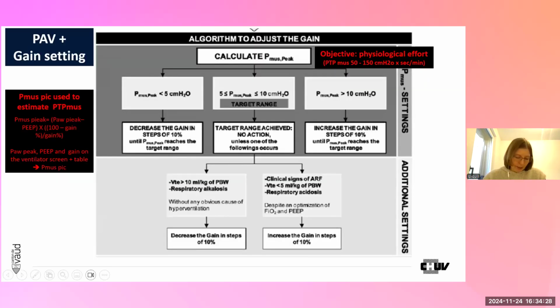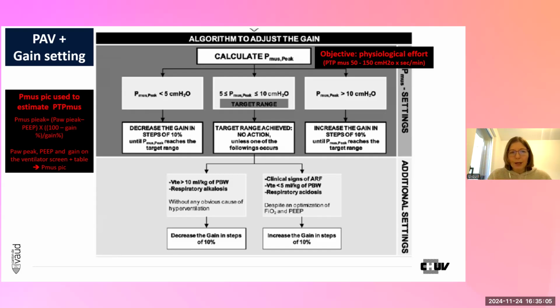If we shortly come back to setting the gain in PAV, the idea is to estimate the muscular pressure of the patient, and then to set the gain in order to target a muscular pressure in a normal range. The system is a bit complicated, but we can shortly explain. First, the system uses the peak airway pressure that is displayed on the ventilator screen, and PEEP, and uses those values with a table.